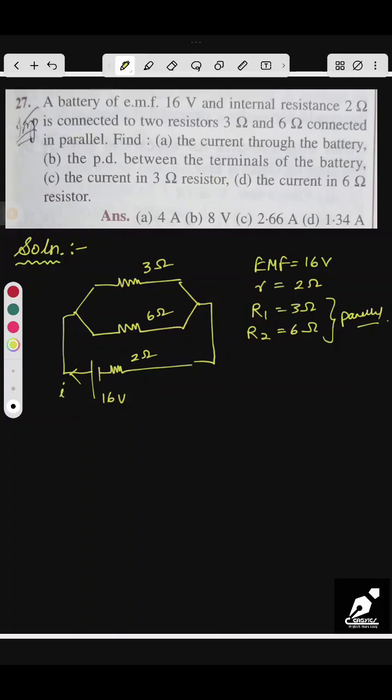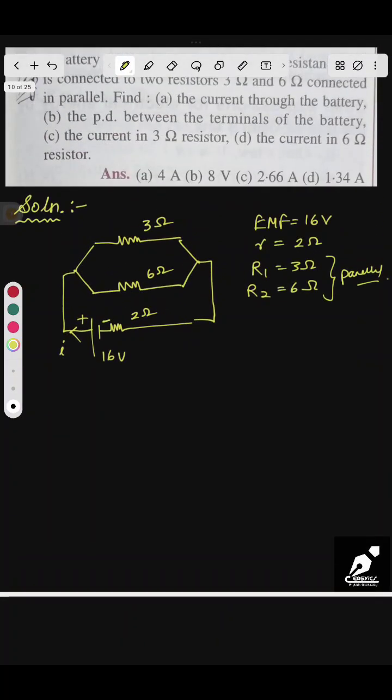The potential difference between the terminals of the battery. Okay, this is the positive and the negative terminal, the potential difference. Remember, we are given the EMF. We are not given the potential difference. We are asked to calculate the potential difference. The current through the 3 ohm resistance, the current in the 6 ohm resistance. Okay, so many questions, let us solve one by one.